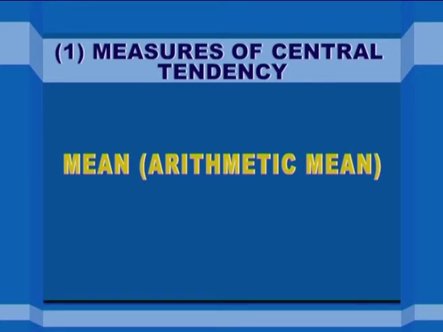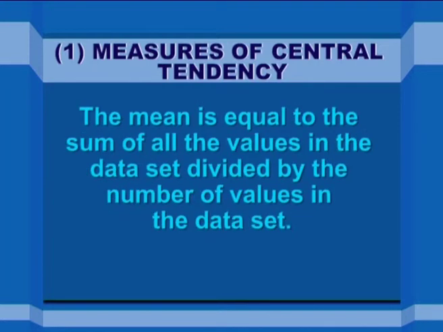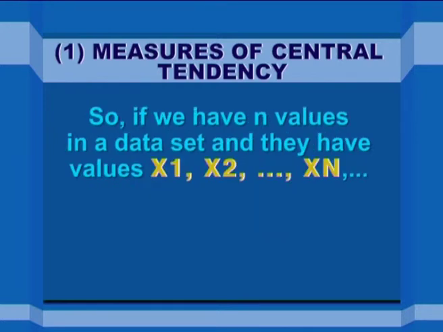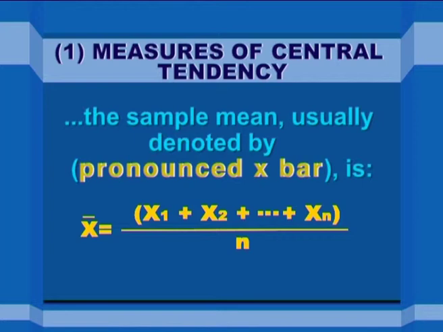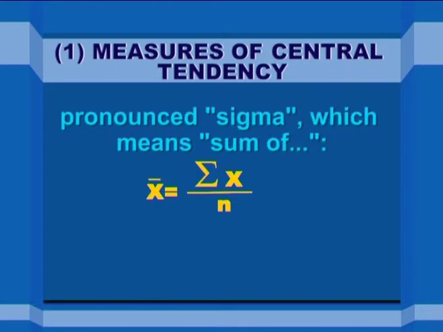Mean, or arithmetic mean, is the most popular and well-known measure of central tendency. It can be used with both discrete and continuous data, although its use is most often with continuous data. The mean is equal to the sum of all the values in the data set divided by the number of values in the data set. So, if we have n values in a data set and these are x1, x2 up to xn, the sample mean is usually denoted by x bar. The formula is usually written in a slightly different manner using the Greek capital letter sigma, which means the sum of.